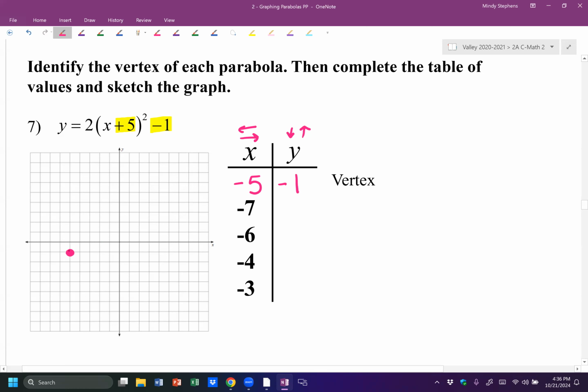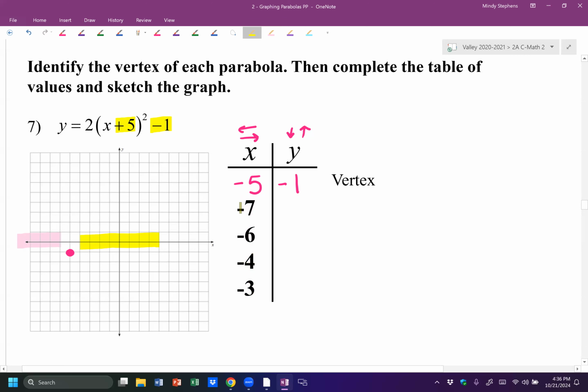So I want two values on the right side. So I want to pick two values on this side, and I want to pick two values on this side of my vertex. It doesn't matter what numbers I choose. I want anything on the right, anything on the left. So I can choose any numbers that are above -5 and any numbers that are below -5. It does not matter which numbers. I just chose the ones that are here. So these are the numbers I chose. So -7 and -6 are below it. They're smaller. And then I chose two numbers that were just above it, -4 and -3.